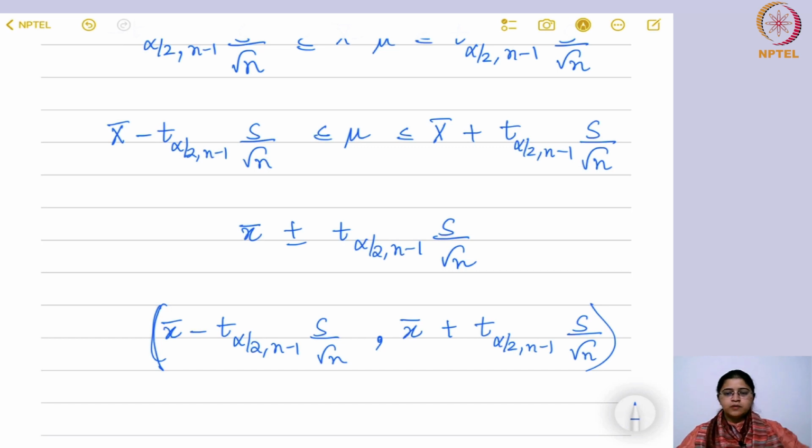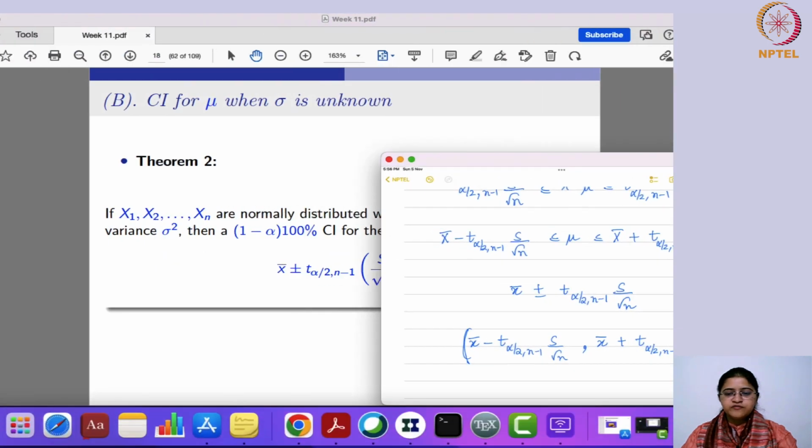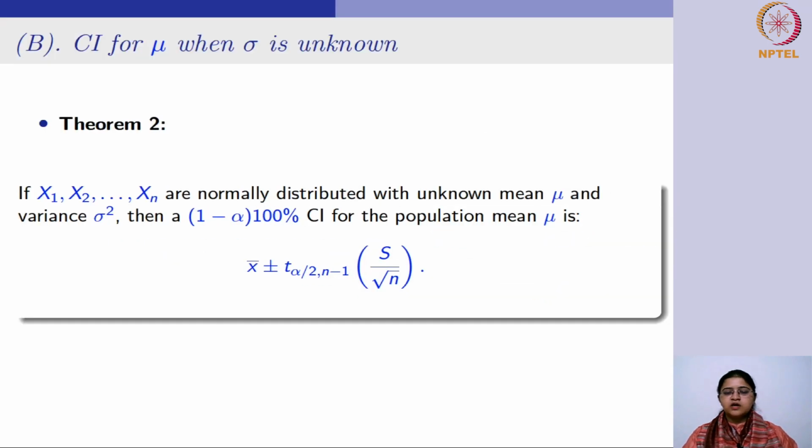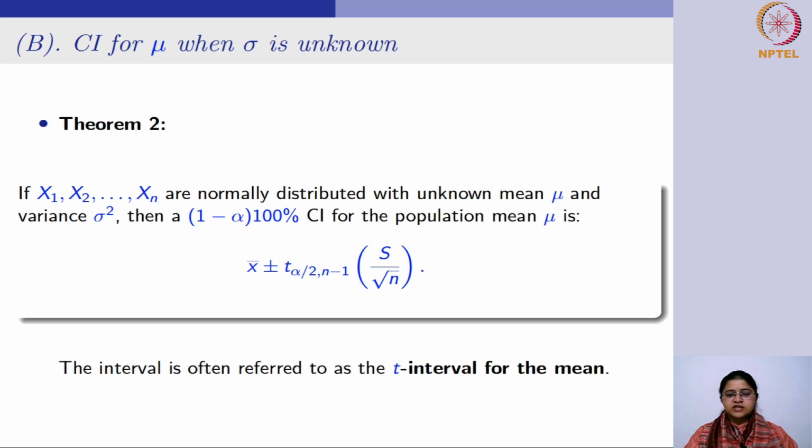So this is how you obtain the interval for your confidence interval. This is how you obtain the confidence interval for the population mean when sigma is unknown to you. And that is why we refer to it as the t interval for the mean, because we are using the t distribution concept over here.